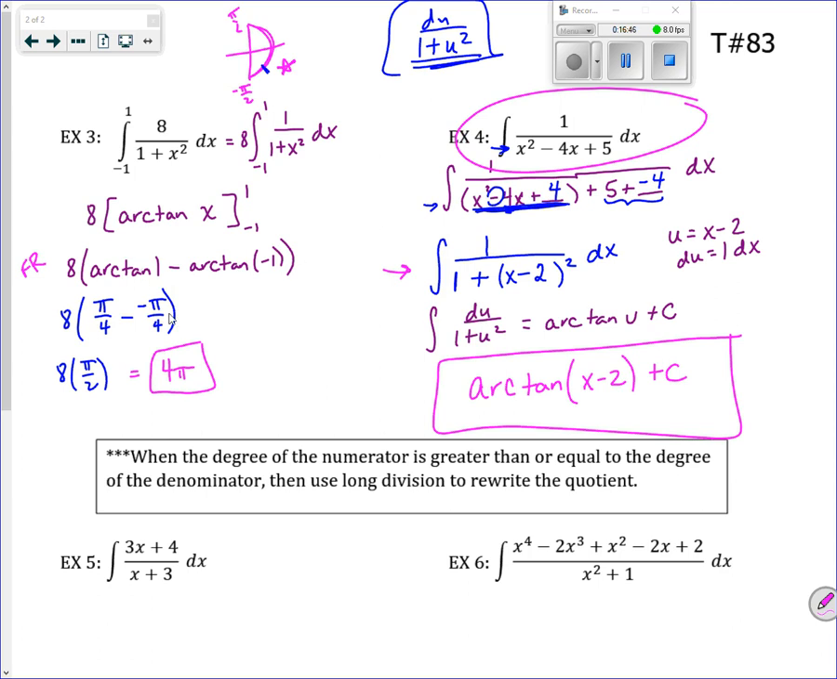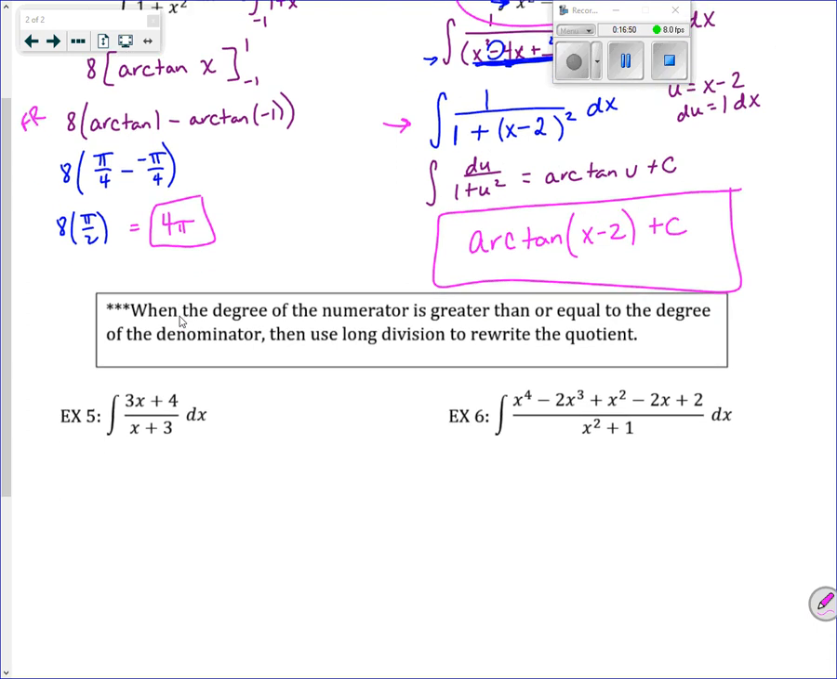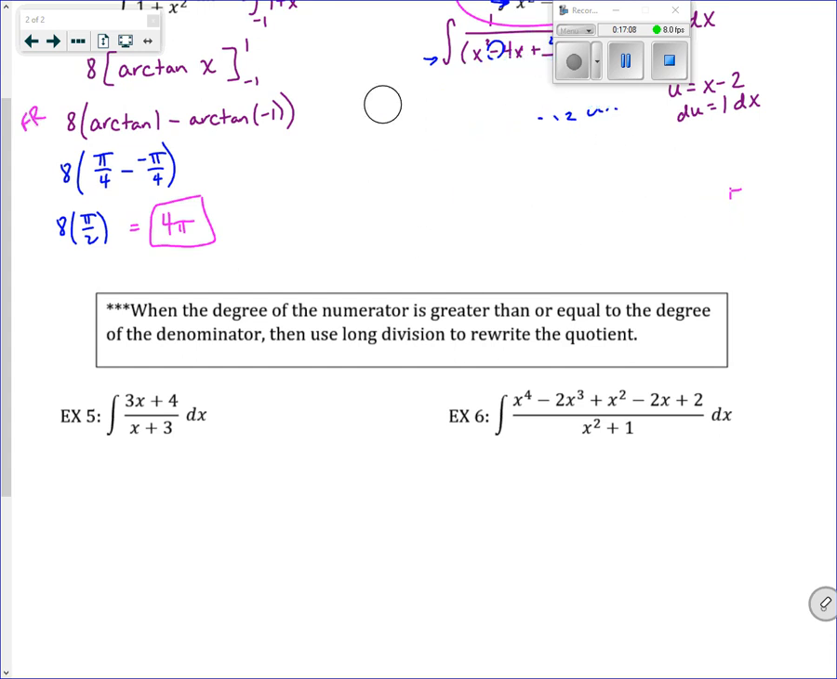Last thought. When you see a fraction and the degree of the numerator is greater than or equal to the degree of the denominator, then use long division to rewrite the quotient. Okay, well, as silly as this sounds, I'm going to erase this and do something kind of silly.